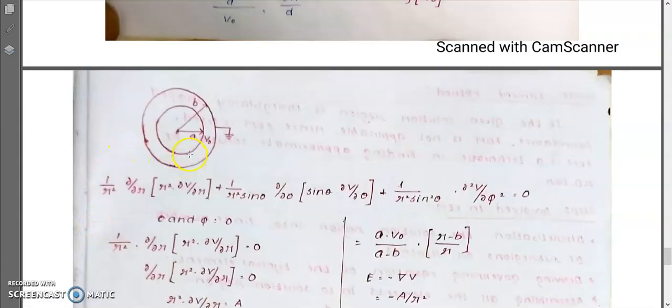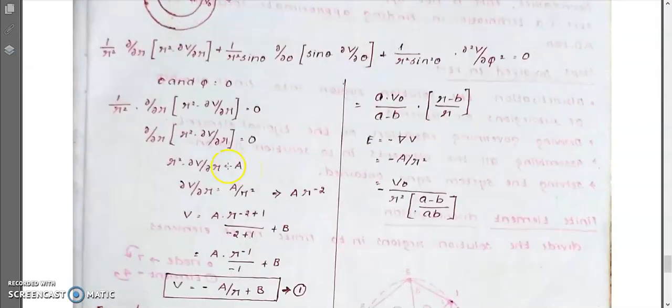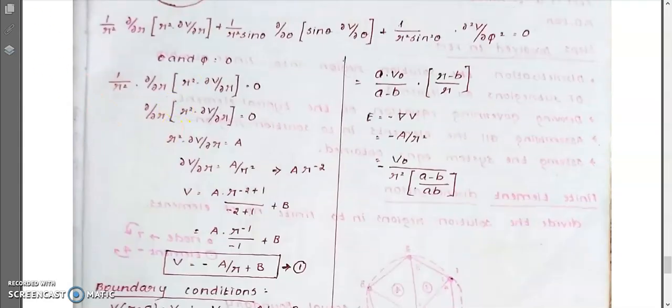For the same problem in the spherical coordinate system, r is equal to A when V is equal to V0, and r is equal to B when V is equal to 0. This is the assignment problem that you have to solve with the help of this answer, and you should post it in the Google Classroom. Thank you.